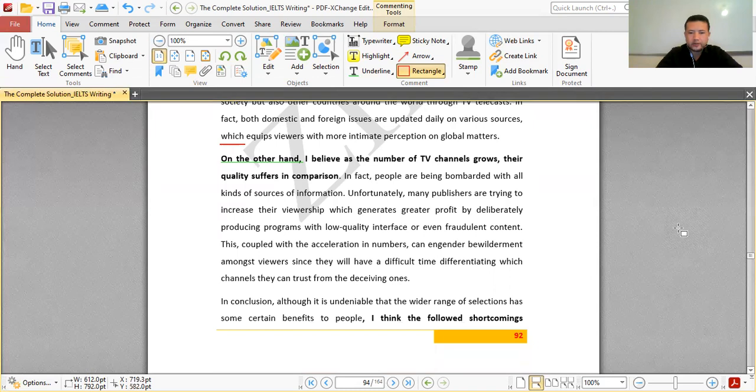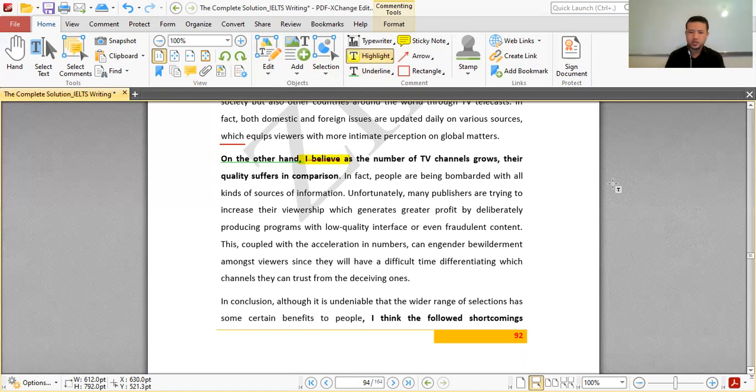So, second paragraph, guys. In the second paragraph, you have to show the examiner your position, which is shown by the personal pronoun, like "I believe." Here you can see "I believe," highlighted in yellow. So, "I believe that as the number of TV channels grew, their quality suffers in comparison."